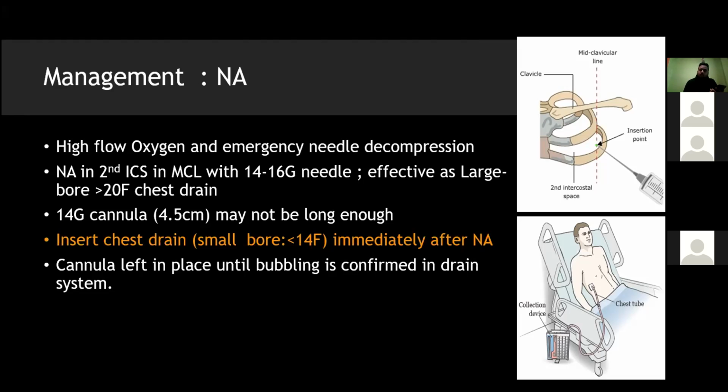And needle aspiration is very effective, like insertion of a large bore chest drain greater than 20 French. And the BTS guidelines have recommended immediate insertion of the chest drain after needle aspiration. And needle aspiration, if it has failed once, should not be repeated twice. And if there is no hissing of air in the needle aspiration, then we cannot rule out tension pneumothorax.